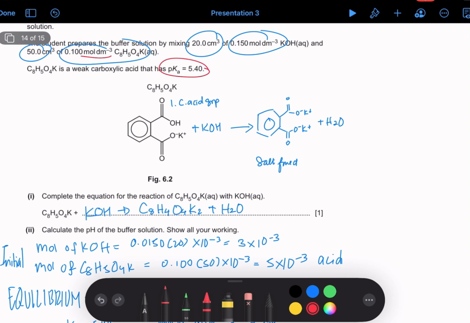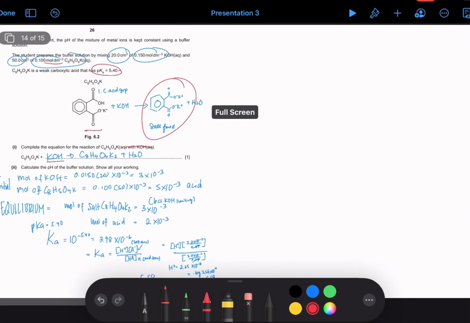Alright, complete the equation again. Right, this is your acid form, you add your KOH, and this is your salt form. So yeah, you just have to plug it in into the equation form. So you have C8H5O4K plus KOH becomes C8H4O4K2 plus H2O.